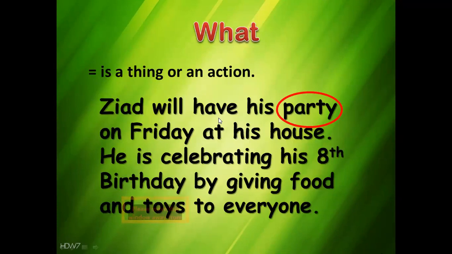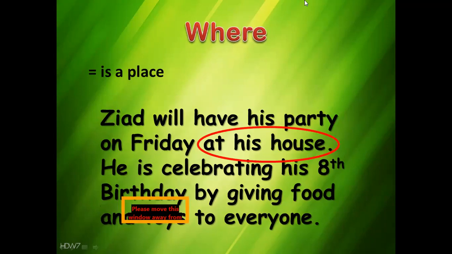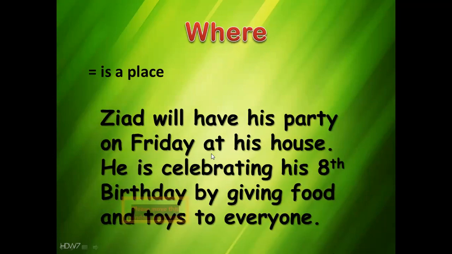First of all is what. What is used for a thing or an action. For example, what is the policeman doing? What is the street cleaner doing? When there is an action or a thing, we use what. Where means when we ask about a place. Where is the party happening?